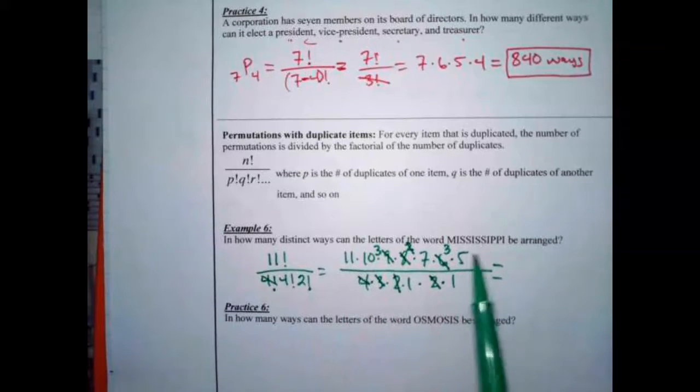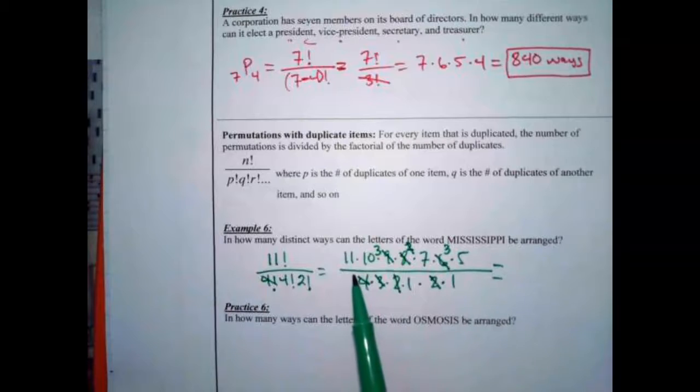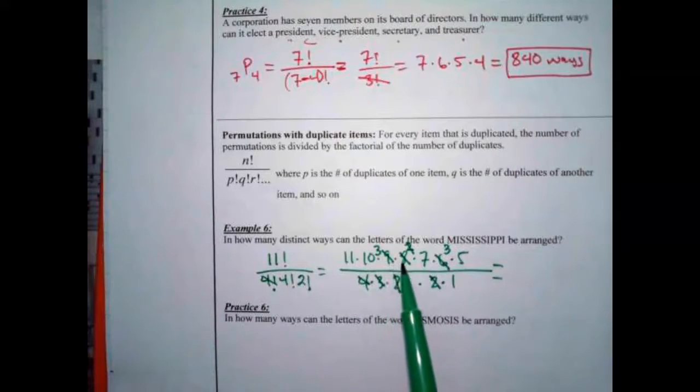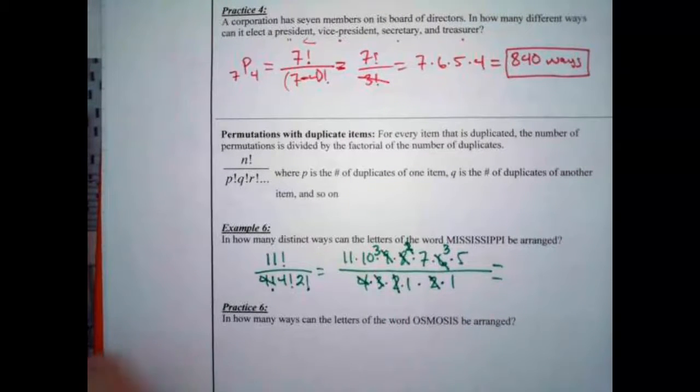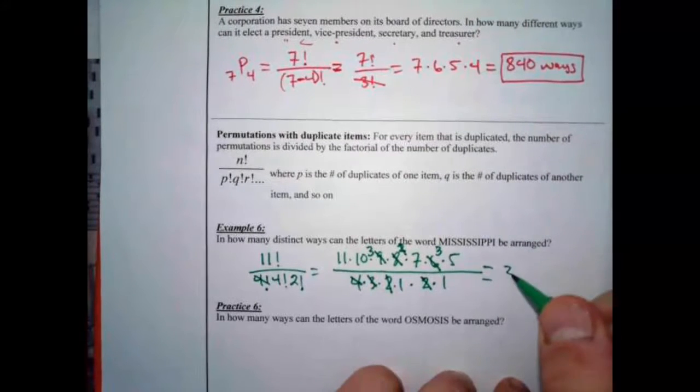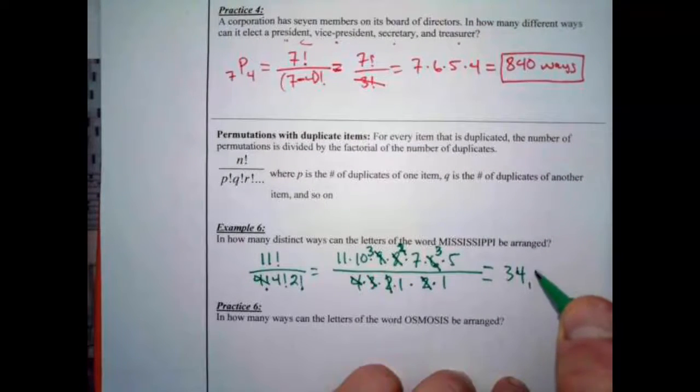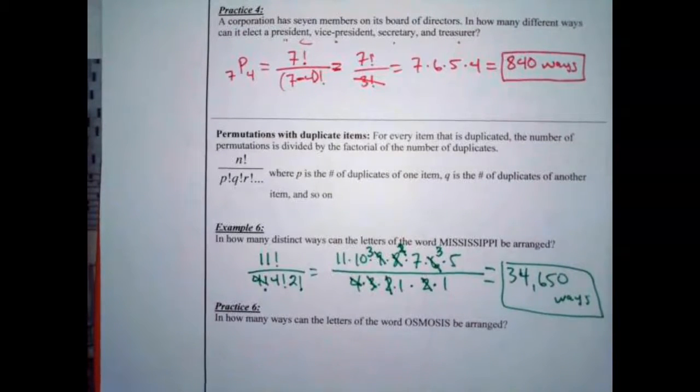How many different ways can the letters of Mississippi be arranged, given that there's all those duplicates? Well, let's see. 11 times 10 times 3 times 7 times 3 times 5. Let's see what that is. 34,650 ways. And then I can do the same thing for osmosis.